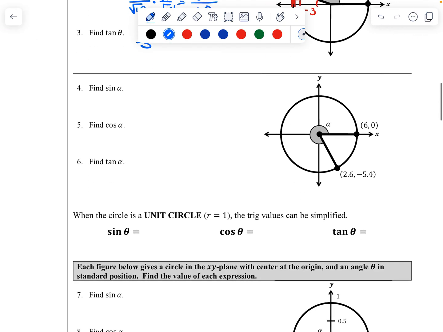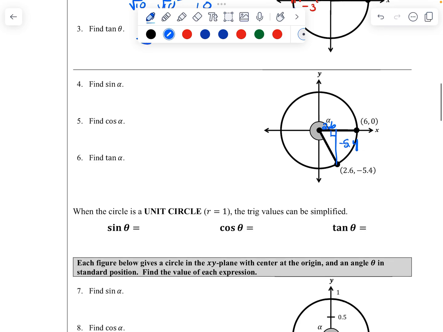So our next one here, let's draw in a triangle. Our x part is 2.6, and the y is -5.4. And again, these are rounded, so these decimals probably went on a while, they're just the rounded values. But we already know our hypotenuse, because that's our radius, and that's length 6. So sine, from our angle right here, is opposite over hypotenuse, so negative 5.4 over 6. And if I divide that out, that is about negative 0.9.